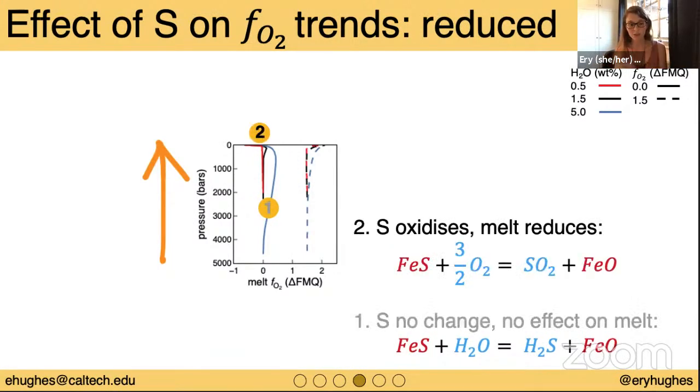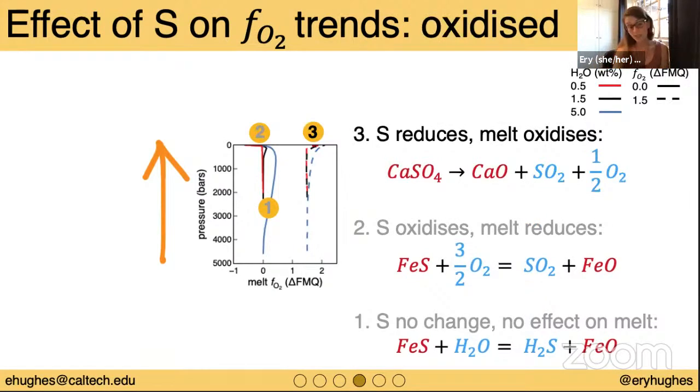If we go to shallower in the system, in the reduced case, we now see that the melt reduces during degassing. And this is because we've still got sulfide in the melt, so S2-, but our gas is now dominated by sulfur dioxide. So in this case, sulfur has an oxidation state of +4. So we've now oxidized our sulfur, so the melt has to reduce to compensate for this.